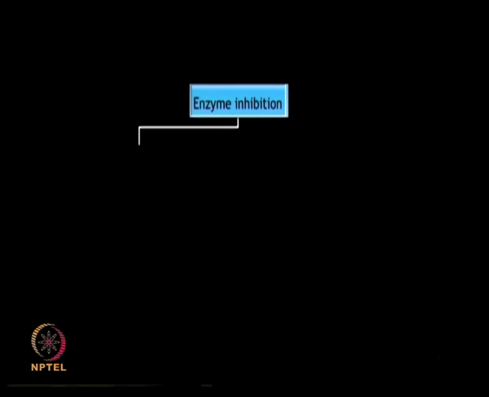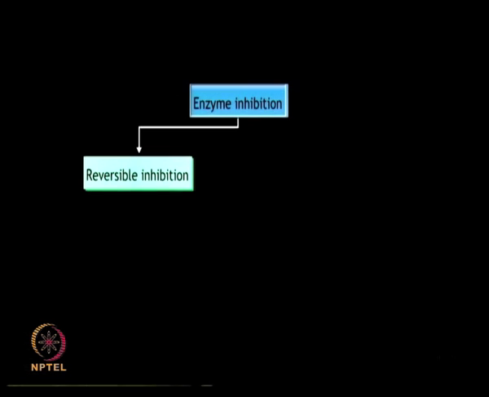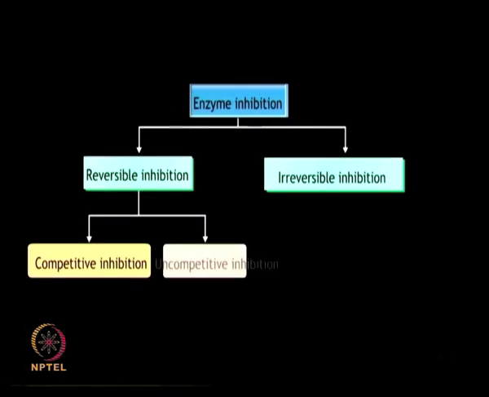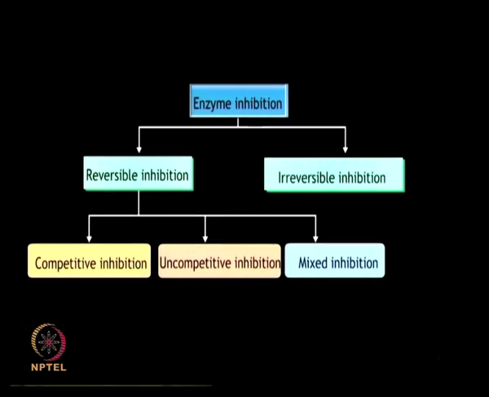Enzyme inhibition can either be reversible, where the inhibitor can dissociate quickly from the enzyme, or irreversible, where the inhibitor dissociates very slowly from the enzyme and can covalently modify the enzyme, thereby rendering it unsuitable for further catalytic reactions. The reversible inhibition can be further classified as competitive, uncompetitive and mixed inhibition.